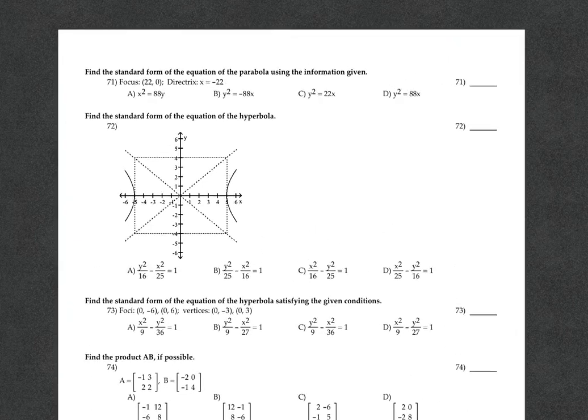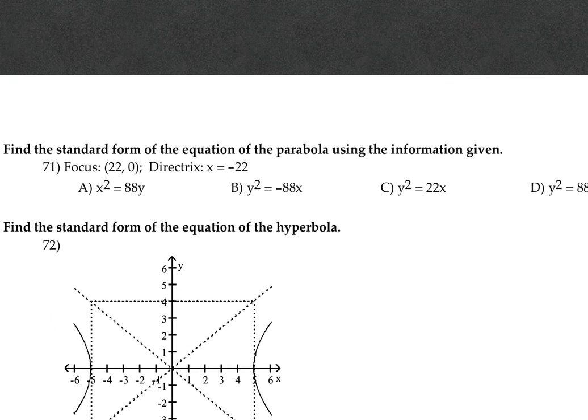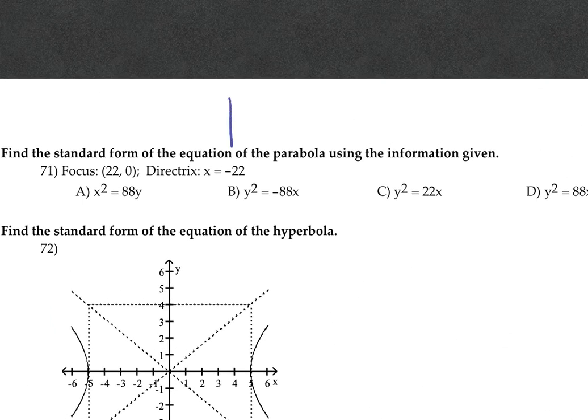Okay, 71 is the focus and the directrix. So this is a parabola. Let's just say we mark the focus at 22, 0, and the directrix is x equals negative 22. I know that the vertex is going to be halfway between, which is 0, 0.